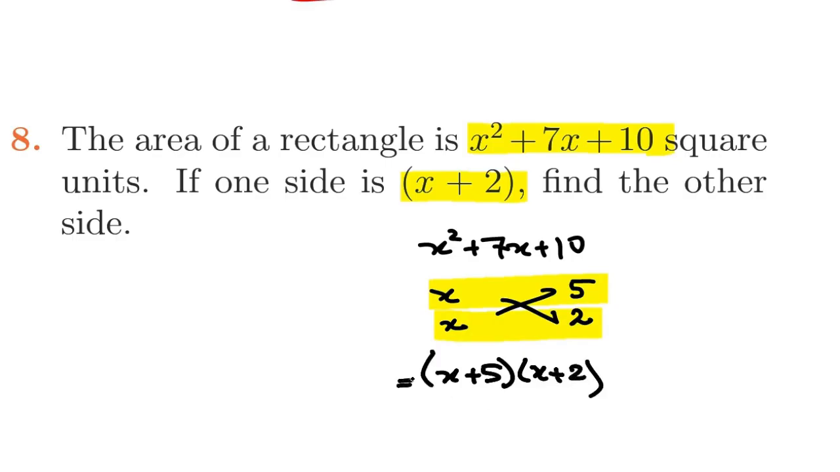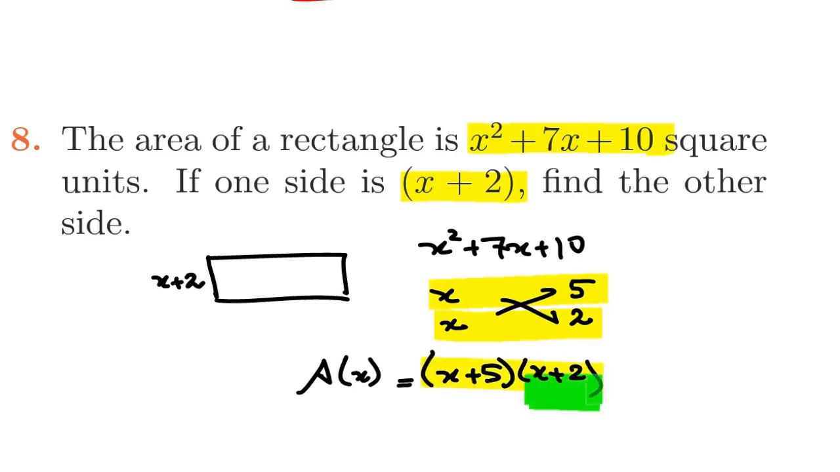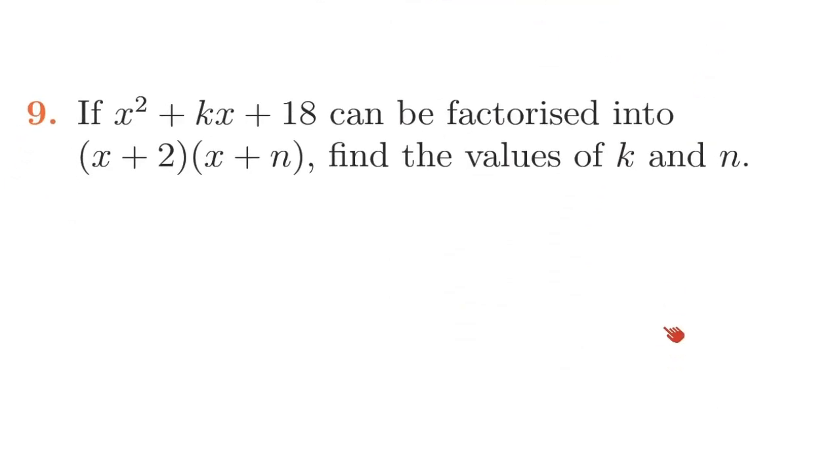So this is the area function. The area of a rectangle is found by multiplying its two sides. So if one of them is x plus 2 and the area is this, x plus 2 is right here. So the other part must be x plus 5. It was asking to find the other side. It's x plus 5. All right. That was number 8.